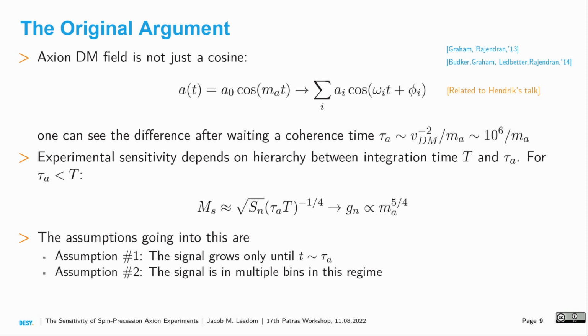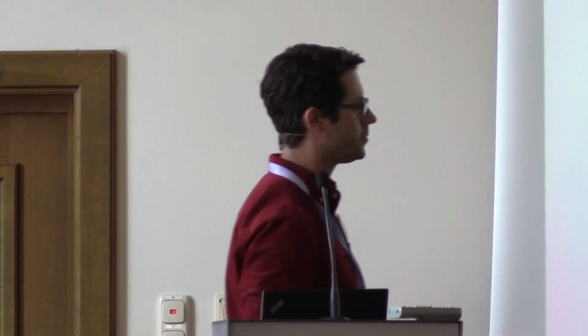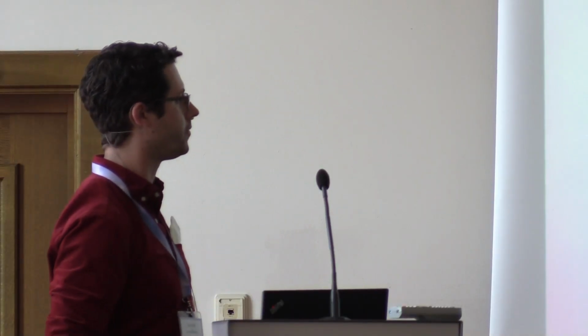Now, there are two main assumptions going into this. The second assumption is that the signal is in multiple bins, and to partially answer that question from earlier today, this is really the main thing that goes into deriving this negative 1/4 effect. The first assumption is that the signal only grows until the coherence time, so a linearly growing amplitude that only goes up until the coherence time. And the claim that I'm making here today is that both of these assumptions actually need to be revisited. However, this should be somewhat surprising because there are very good intuitive arguments for both of these.